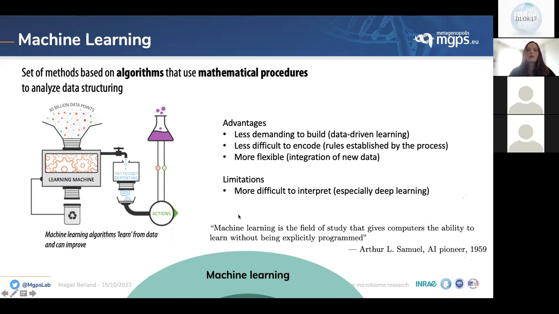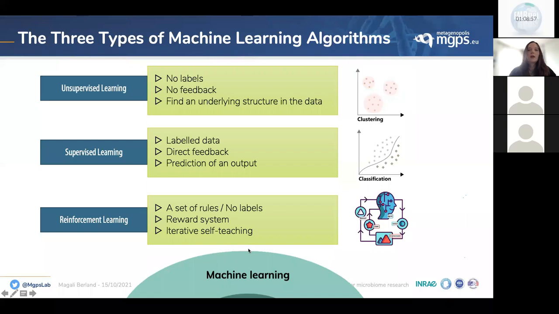I put here the citation of an artificial intelligence pioneer who says that machine learning is a field of study that gives computers the ability to learn without being explicitly programmed. So that was a huge step in artificial intelligence. We are mainly going to focus on machine learning in this lecture, and we will review the three types of machine learning algorithms.